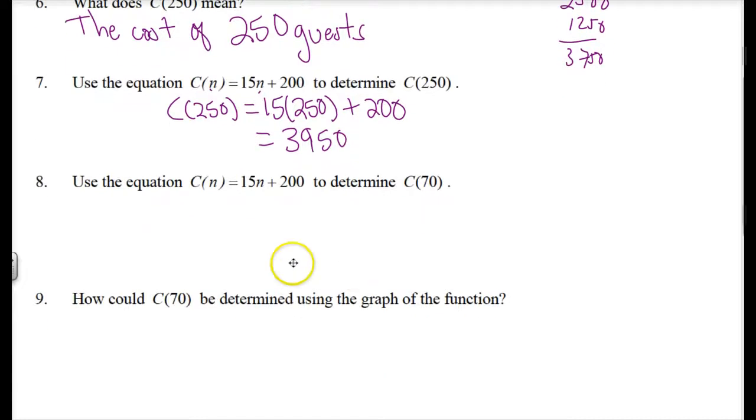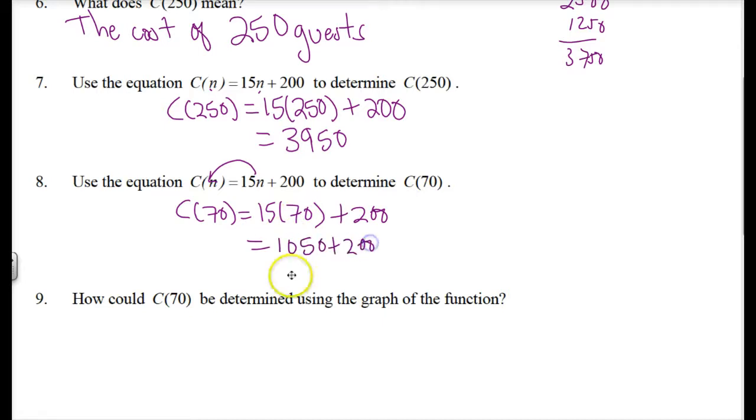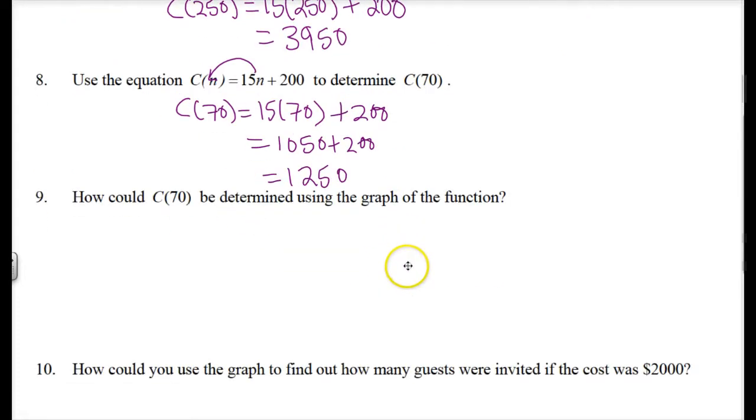Use the equation C of n equals 15n plus 200 to determine C of 70, the cost of 70 guests. In English, that's what this says, the cost of 70 guests. So C of 70 is 15 times 70, right? Wherever you see an n, you're going to replace it with a 70. Plus 200, which is 700, plus 350 is 1050, plus 200, or 1250. And if any of these are wrong, let me know.